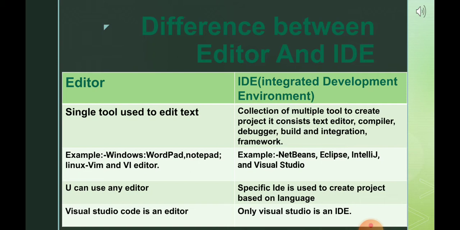Notepad and WordPad are examples of editors in the Windows operating system, and VI and VIM are editors in the Linux operating system, whereas lots of IDEs are available in the market such as NetBeans, Eclipse, IntelliJ, and Visual Studio. In an editor, there is no need to choose a specific editor to edit text, but in the case of an IDE you need to choose a proper IDE based on your programming language and requirement.